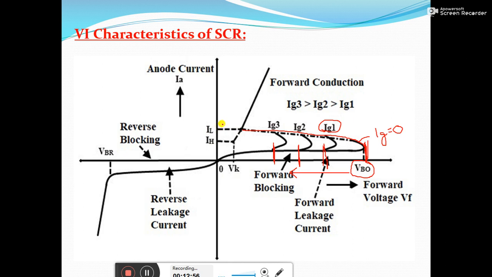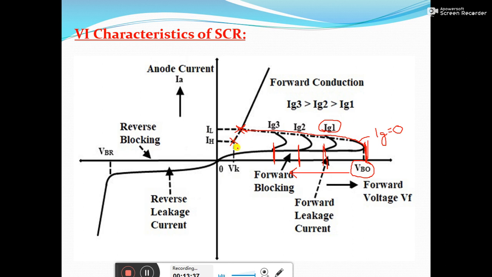I expect a minimum current of I_L should flow through the SCR to keep it in on state. If the current decreases below a certain value, that is I_H, the holding current, the SCR again changes its state from on to off.